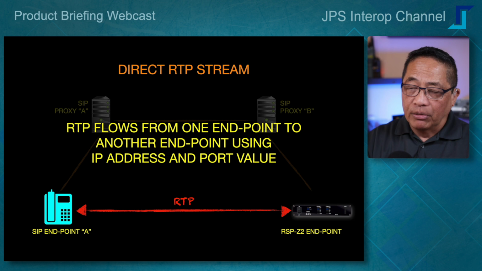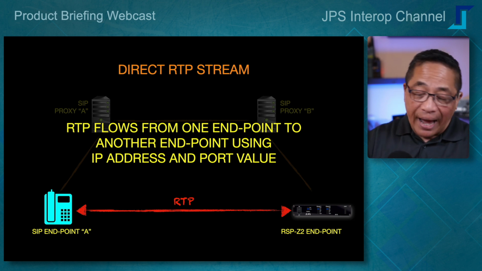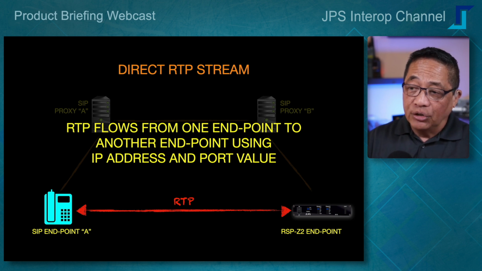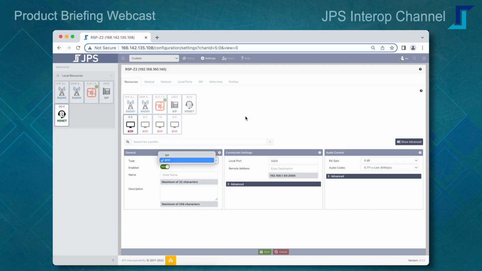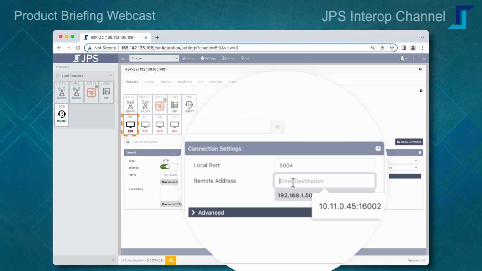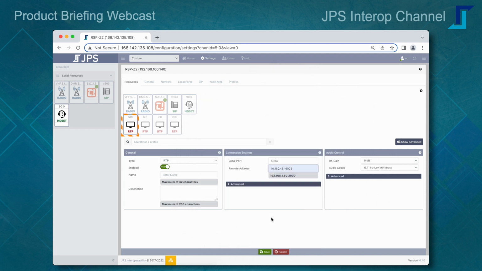So again, if I want to share it to an RTP appliance that is compatible with RTP and I want to stream that information in full duplex, I do have that capability. This is my RTP interface, and again, we're not implementing a SIP proxy server, so all we need to do is enter the IP address of my destination and the port value of that RTP stream. Go ahead and select that and go ahead and save that configuration.